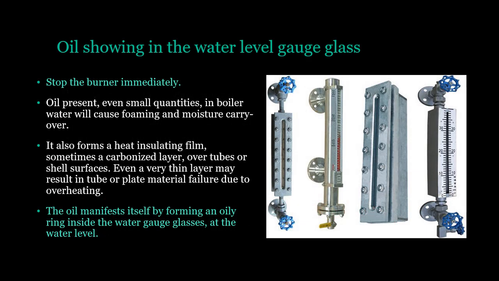Oil showing in the water level gauge glass. Stop the burner immediately. Oil present, even in small quantities, in boiler water will cause foaming and moisture carryover. It also forms a heat insulating film, sometimes a carbonized layer, over tubes or shell surfaces. Even a very thin layer may result in tube or plate material failure due to overheating. The oil manifests itself by forming an oily ring inside the water gauge glasses, at the water level.